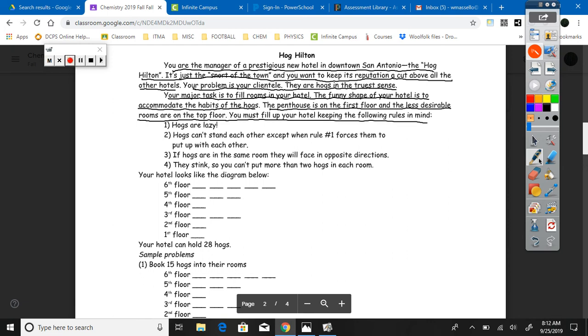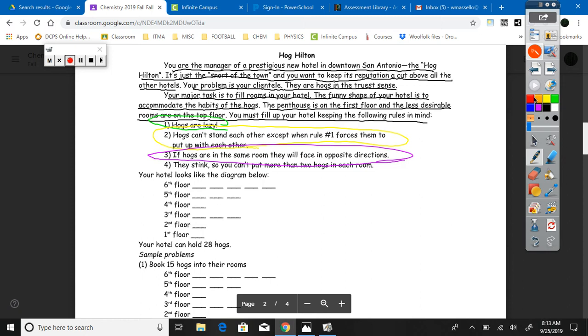All right. Rule number one, Miriam. Hogs are lazy. Rule number two. Hogs can't stand each other except when rule one forces them to put up with each other. If you were a hog, you probably couldn't stand another hog either, right? They're disgusting. Like how disgusting? Well, can hogs eat dead bodies? Yes. Number three, if hogs are in the same room, they will face in opposite directions.